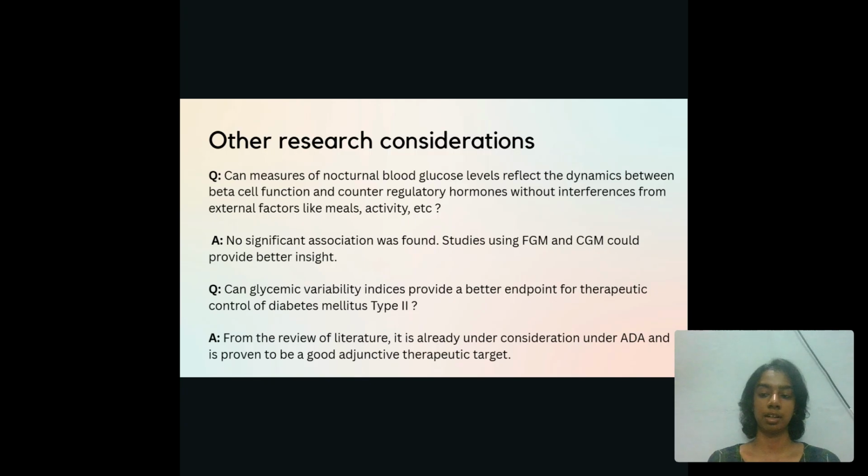Another question is whether glycemic variability can be a therapeutic target. The American Diabetes Association and the international guidelines now support glycemic variability as a valid target. Metrics like TIR and coefficient of variation are gaining prominence as endpoints in clinical trials and practice.